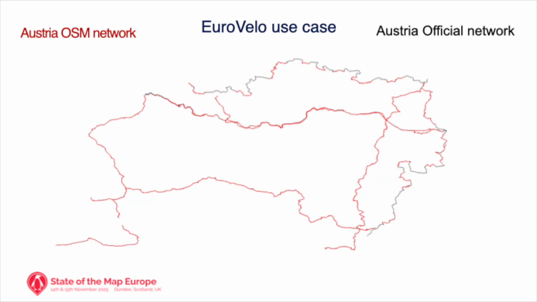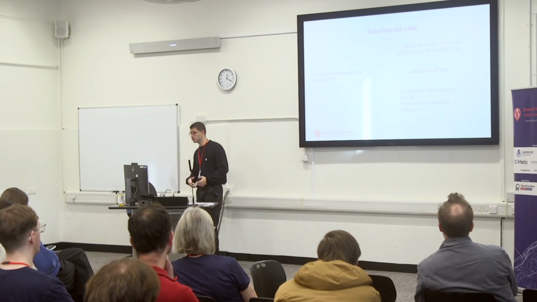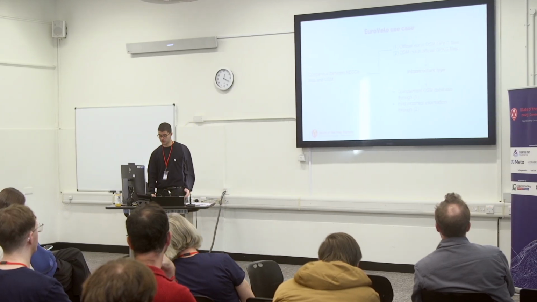Here is the comparison, again for Austria OSM network and Austria official network. And through this comparison, we can provide the same GPKG files. The GPKG file that has the official network that is not on the OSM, and also the OSM network that is not in the official network, in order to complement and find incorrect information.